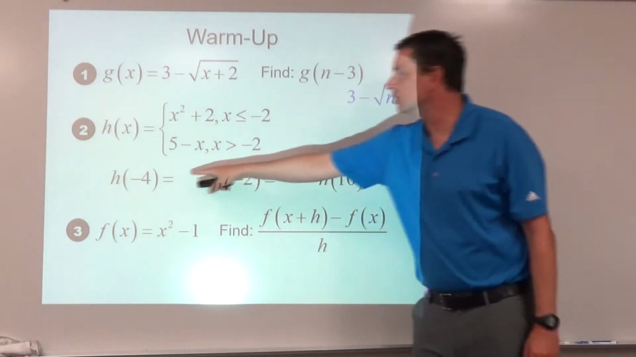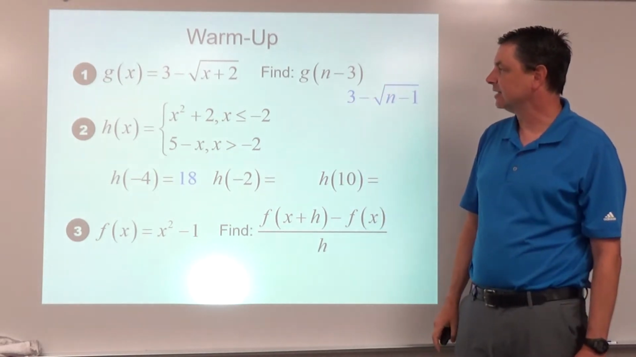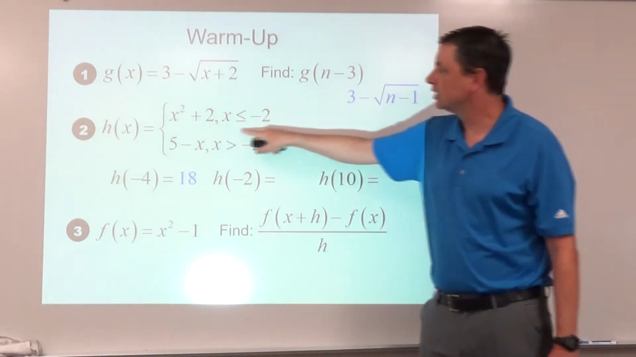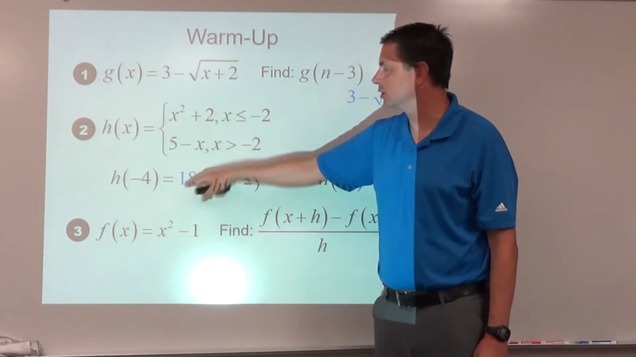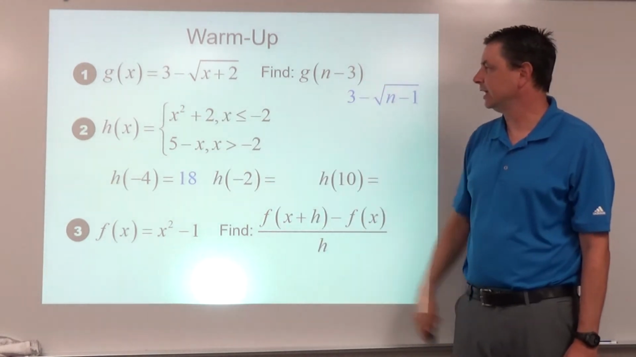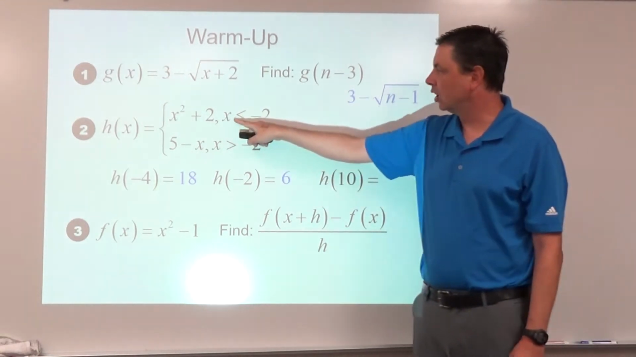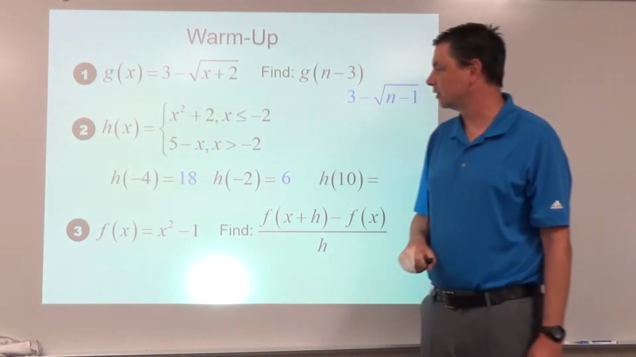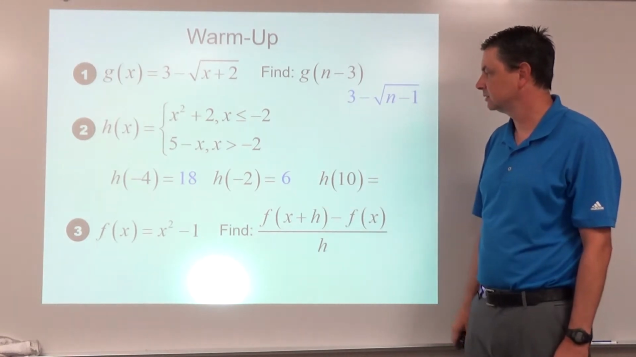Number 2, h of negative 4 is 18, as negative 4 satisfies this part of the criteria. So we're going to use this part here. Negative 4 squared plus the 2 becomes the 18. H of negative 2 is 6. Negative 2 also satisfies this criteria, so we're going to use this part of the definition. Negative 2 squared plus 2 is 6.